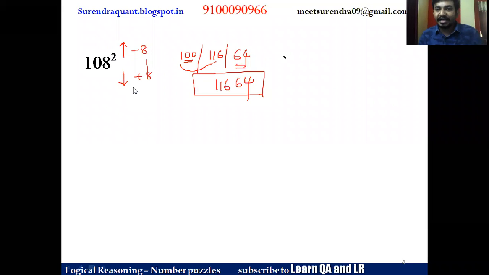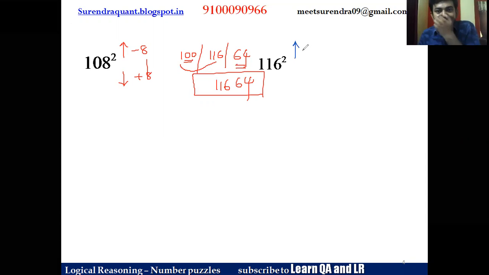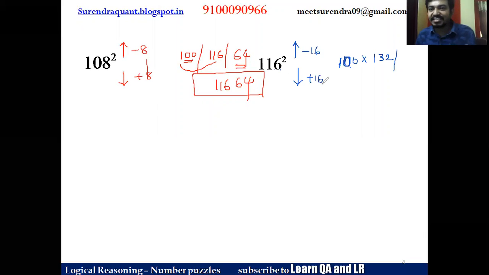Let us take another three digit number, 116 squared. Now what kind of adjustment can you prefer? Subtract 16 and add 16. Why? Because two digits can be inferred directly. How? 116 minus 16 is 100, right? Be careful. Let us be focused. So 116 minus 16 is 100, and 116 plus 16 is 132.